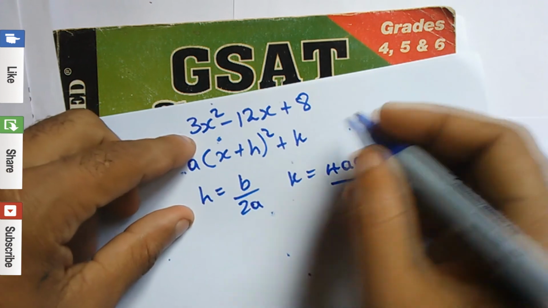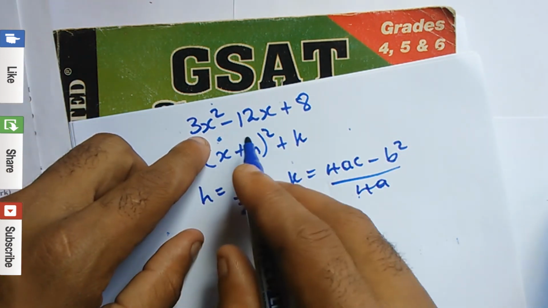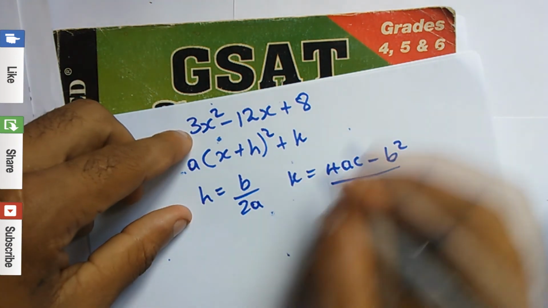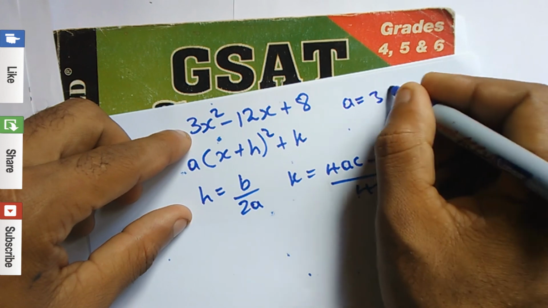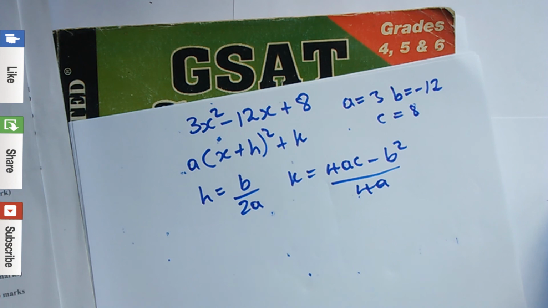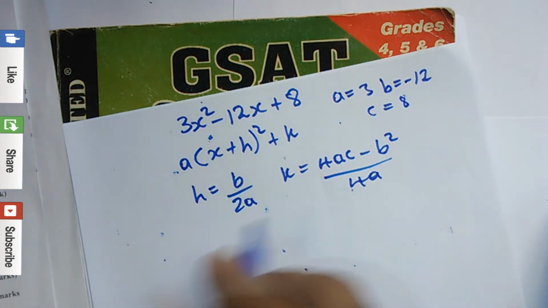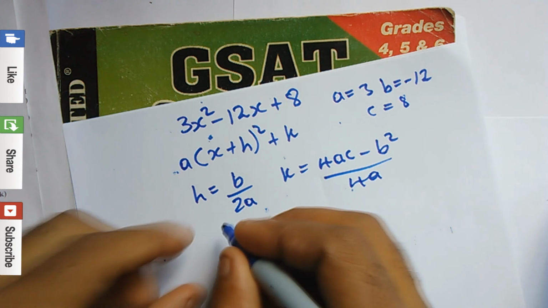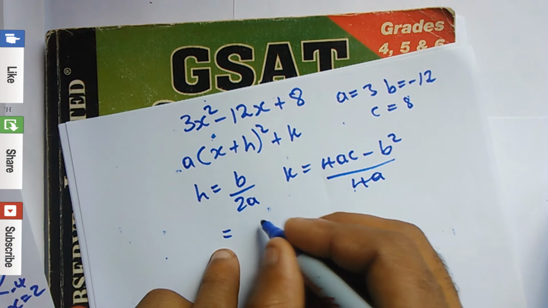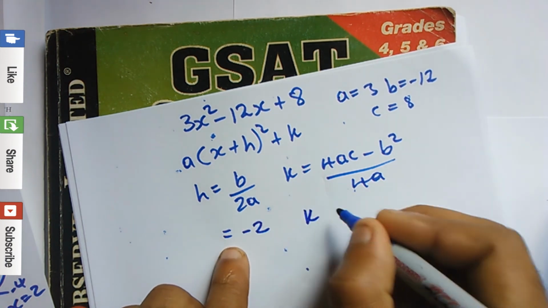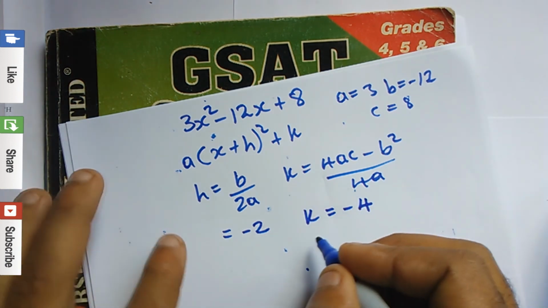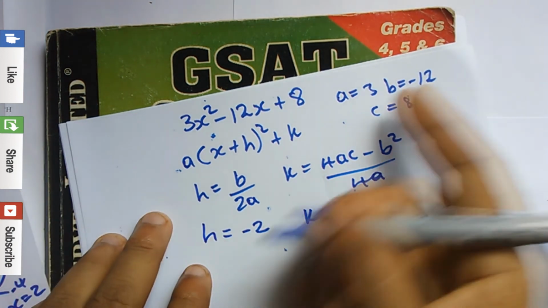So all we need to remember is that this is in the quadratic form. The general form for a quadratic expression or equation is ax squared plus bx plus c, which I did in the previous video. So we know that a would be equal to 3, b would be equal to negative 12, and c would be equal to 8. All we need to do is put these values into both formulas to calculate h and k. For h and k, remember, I calculated the values in the previous video. So h would be equal to negative 2, and k would be equal to negative 4. This would be h, this would be k. So we just express it in this form.